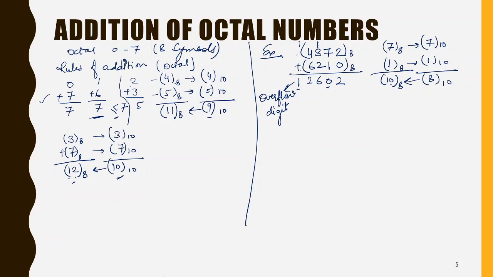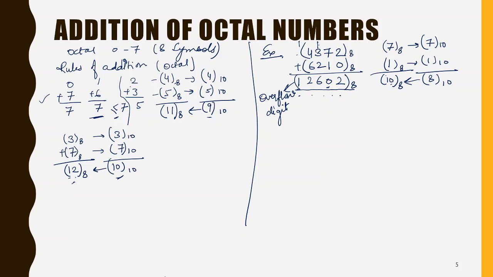Fine. Okay, so the result is actually 12602 in octal, right? But if you have space for only 4 octal digits available, then this one will be discarded.